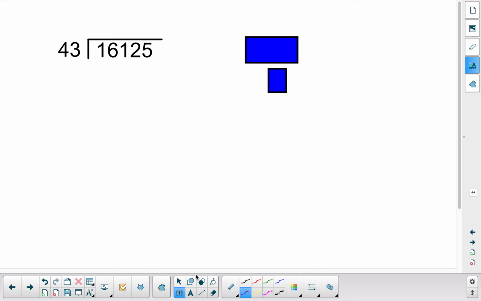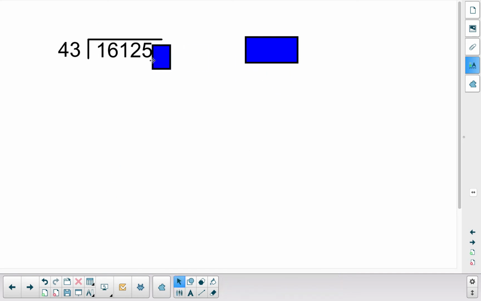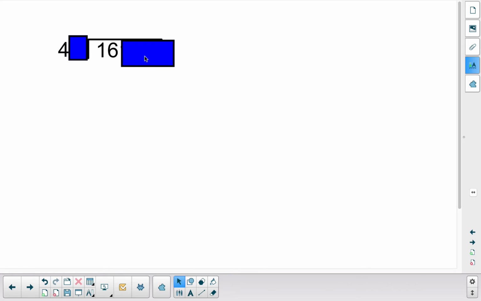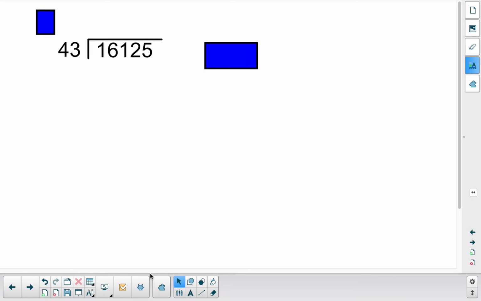And what I like to do for problems like this is kind of cover up the ones place because it's the less important digit, and just see how many times that tens place goes into the first thing that's available. So I can see that 4 goes into 16 4 times. So that's my reasonable estimate, and then I can test it from there.